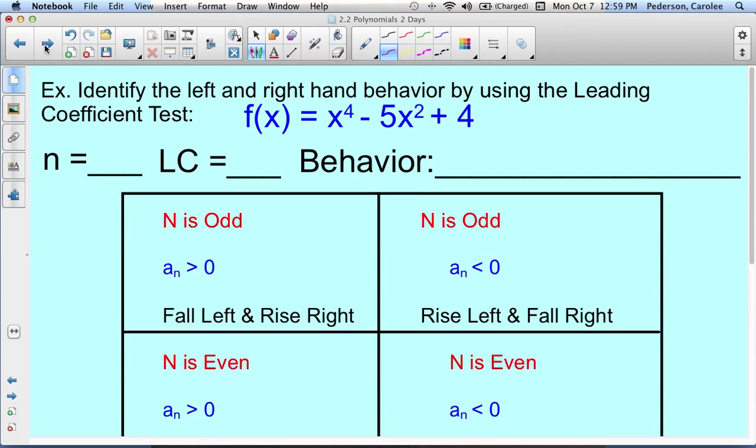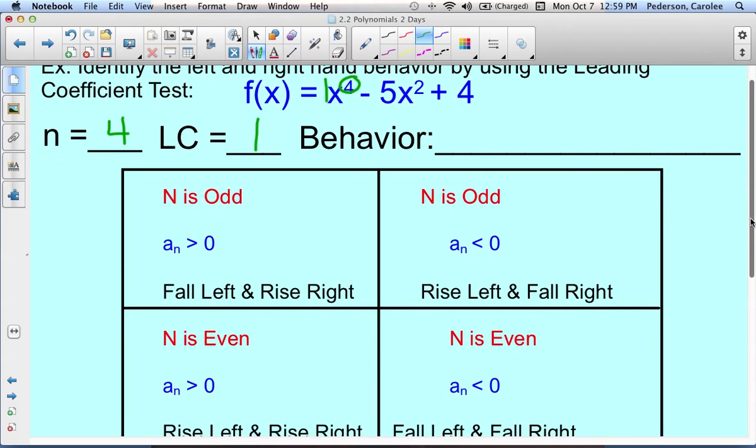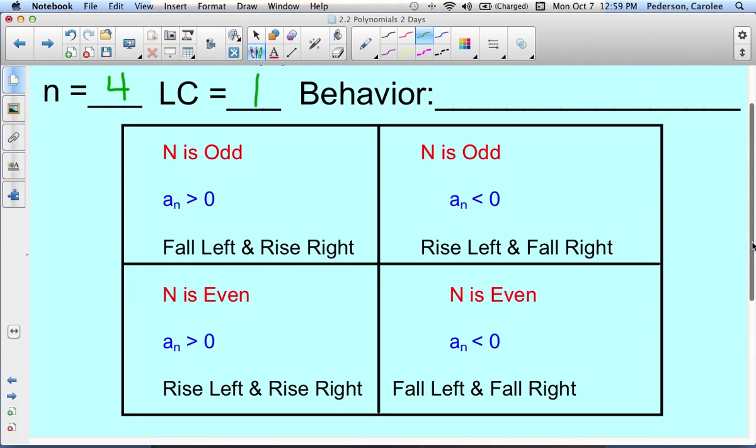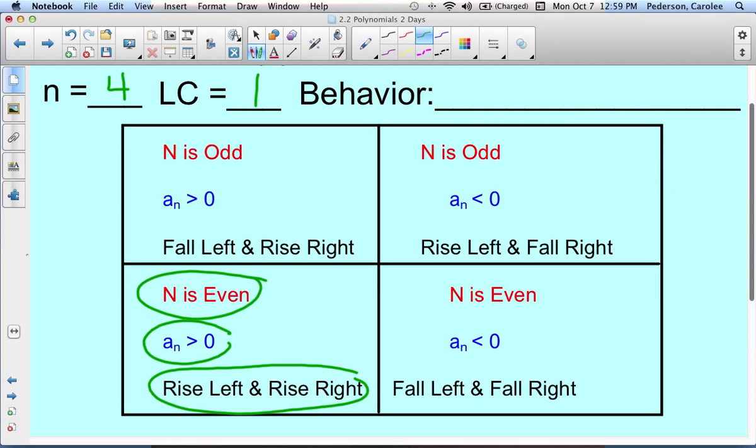Second example in this video, again, you don't need to rewrite this big box down, but we do want you to say, what is the leading coefficient and what is the degree? So the degree is 4, the leading coefficient is 1. So if we go down to our box here, our degree is even and our leading coefficient is positive. Our degree is even, it's a 4. Our leading coefficient is positive. So we're going to rise on the left and rise on the right.